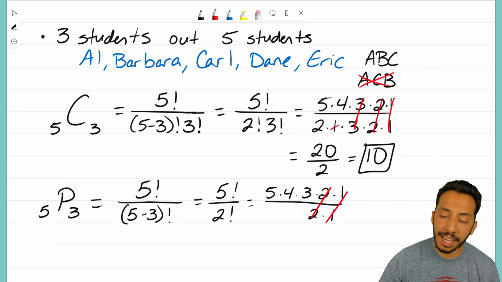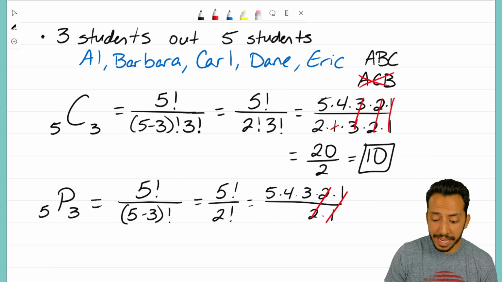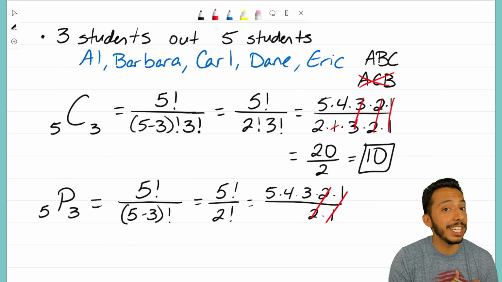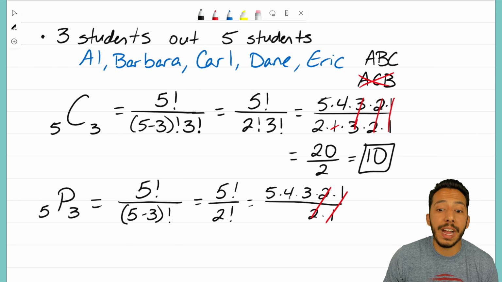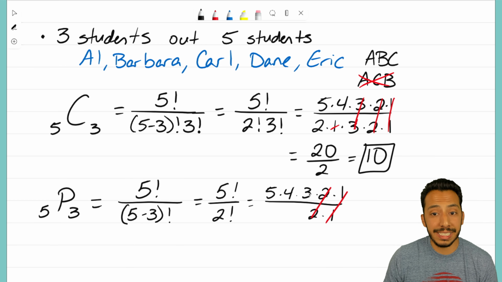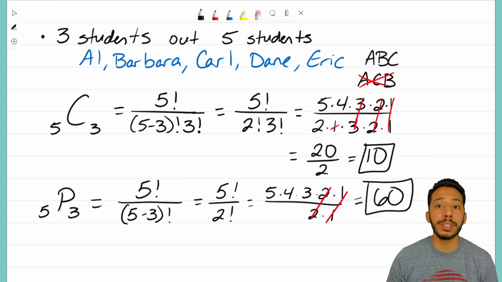Look, I have less stuff canceling out. Less stuff reducing to 1. Because I don't have that extra number there in my denominator. I don't have that r factorial, so I don't have more things to cancel. It means I'm going to have a larger number, and that larger number is going to be 5 times 4, which is 20, times 3. If this was a permutation and order mattered, there'd be 60 different ways to order that out.